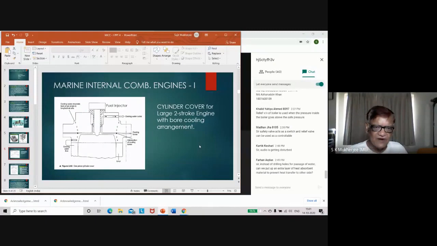So in this cover, bore cooling is cooling through these narrow passages. And over here, it goes right around the fuel inlet valve or fuel injector, same thing. And then it goes out from the upper part of the fuel injector housing. So this is your cooling water passing very close to the combustion chamber walls. All these drilled water passages, they're coming very close.